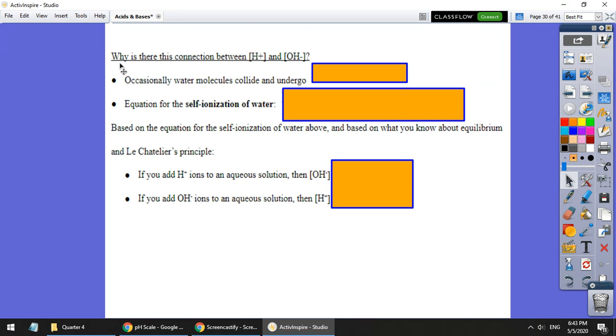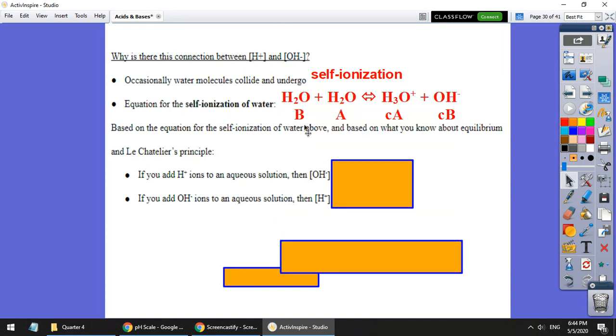But why is this? Well, the reason is because occasionally water molecules collide and undergo something called self-ionization. And what happens in self-ionization is that these two water molecules collide, and one of the water molecules donates an H plus ion to the other water molecule. So this H plus ion gets transferred, which makes H3O plus and OH minus.